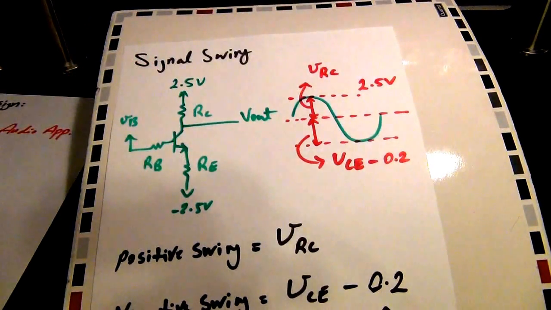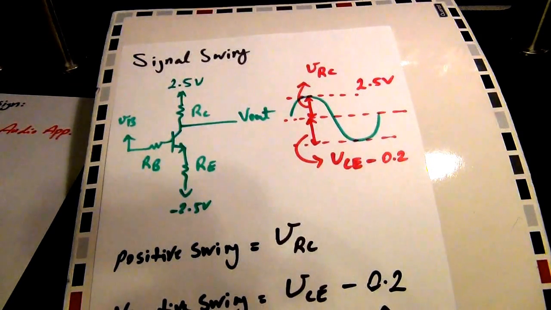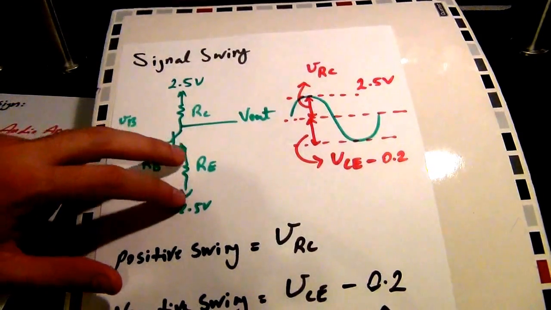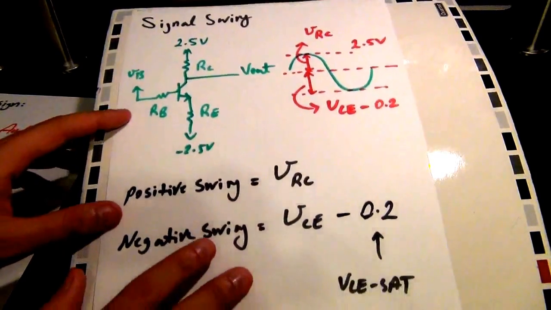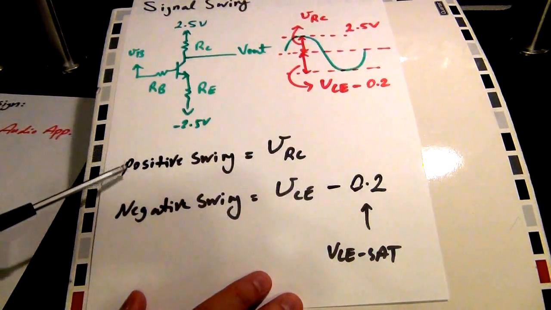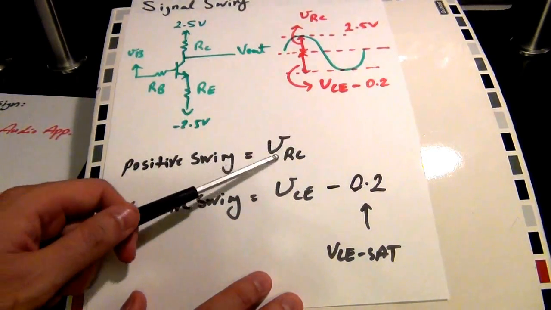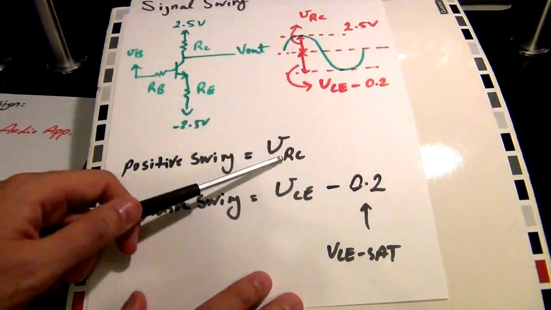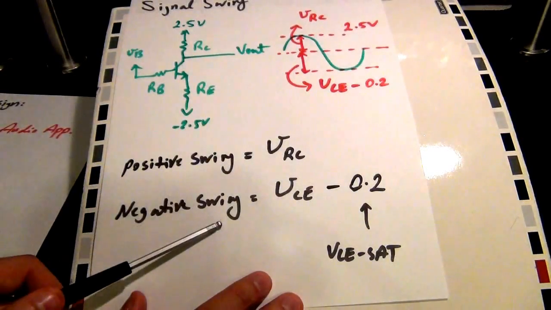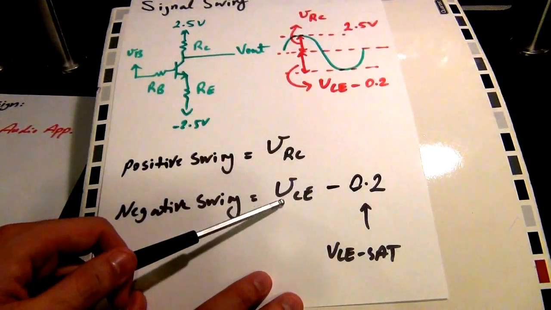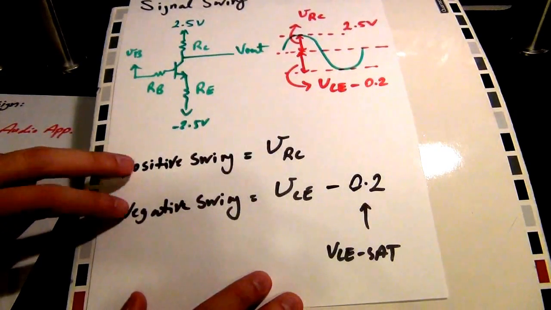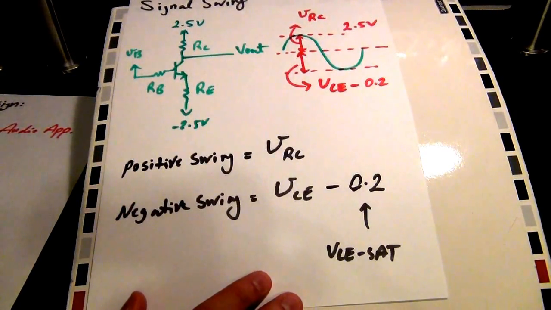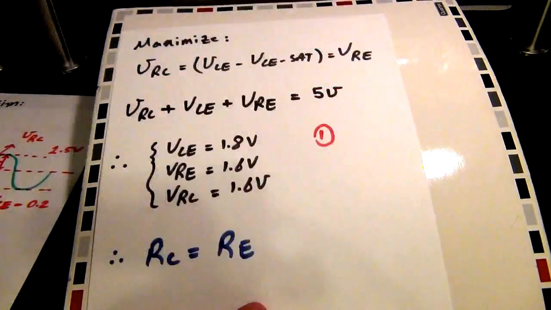And from the previous discussion we had about biasing, we know that we need RE, so now we have to think about how we're going to distribute this. To reiterate, the positive signal swing is the voltage across the collector resistor. The negative voltage swing is the collector-to-emitter voltage minus 0.2 volts. So we want to make these as large as possible because we want to have as much swing as possible.